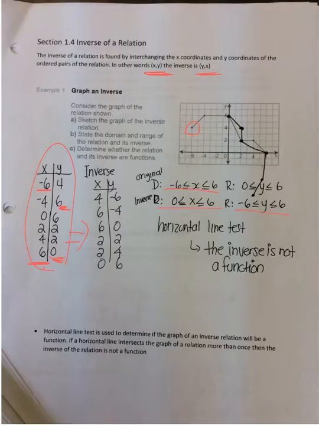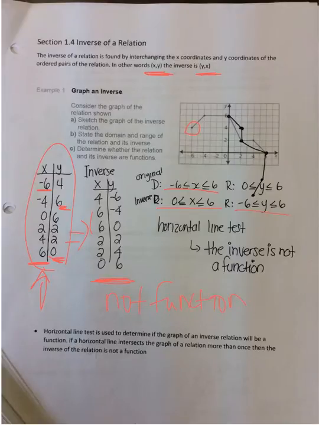So it says determine whether the relation and its inverse are functions. If something's a function, the x's do not repeat. So in this case, since the x's do not repeat in the first picture, the original is a function. Now if we look at the inverse, we have two 6's as x's. So this one is not a function.